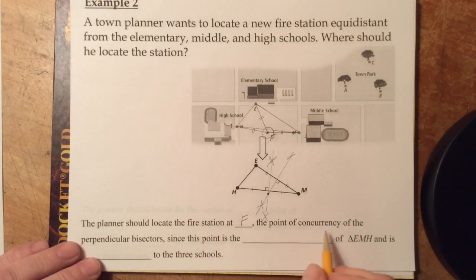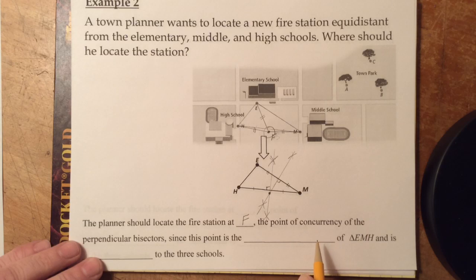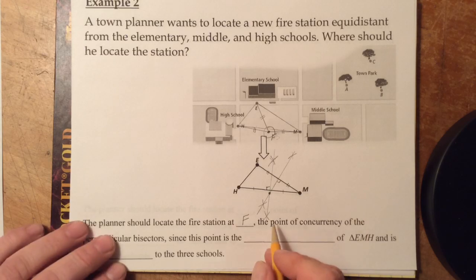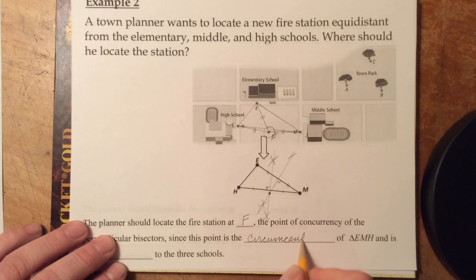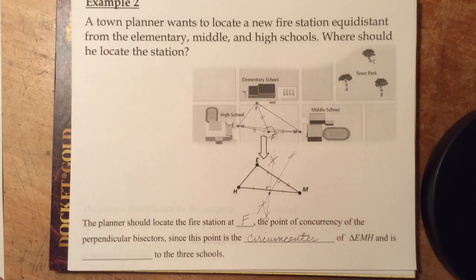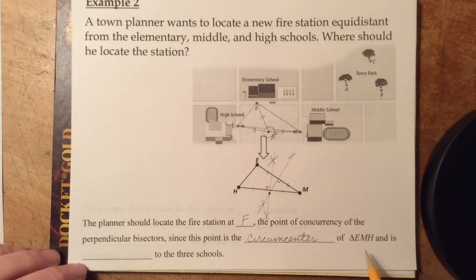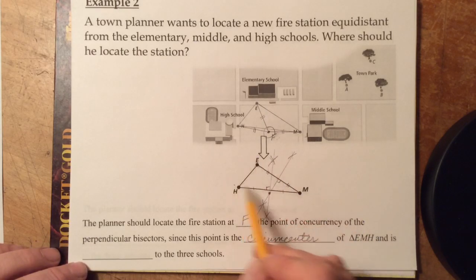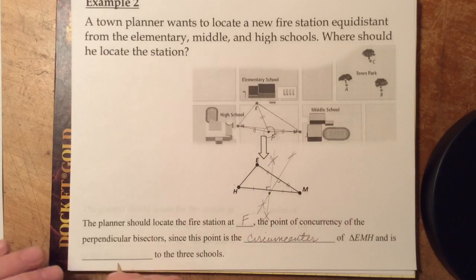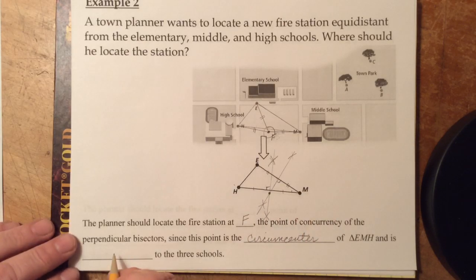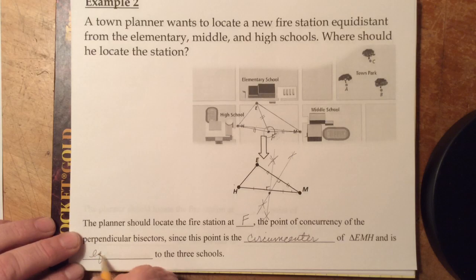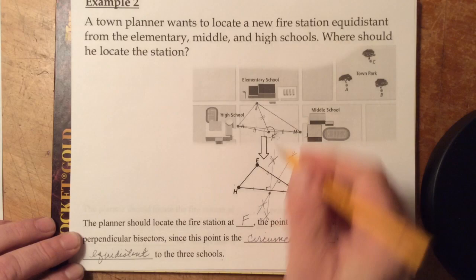The point of concurrency of the perpendicular bisectors. This point is called the circumcenter. Any 3 perpendicular bisectors, or 2 in this case, intersect concurrently at the circumcenter of triangle EMH and is what? Equidistant. It's equidistant to these 3 schools.